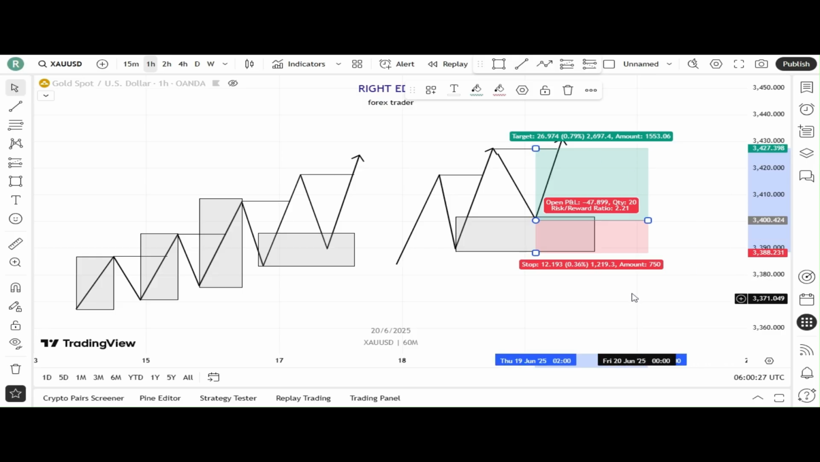You can check it and see where it is written risk reward ratio. You can see it is 2.21. So you're making 2.21 extra of what you're risking on the market. The green area shows your profit. The red area shows your risk because you don't expect price to go below this.